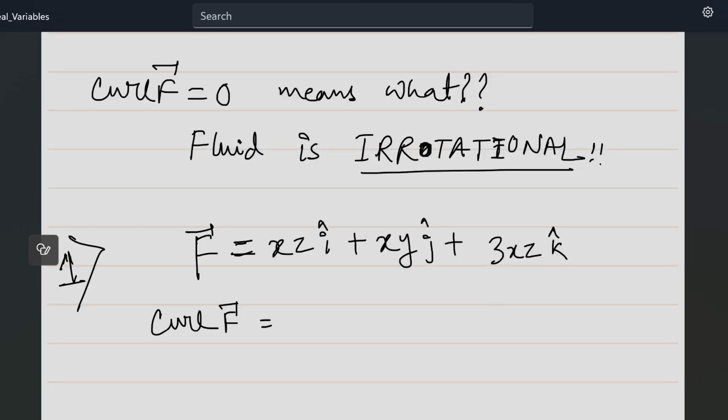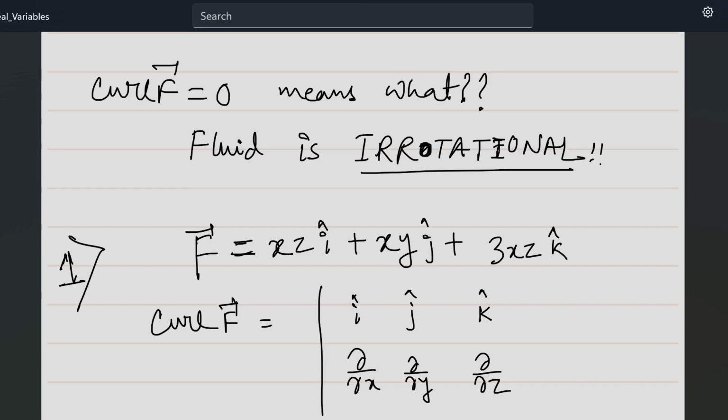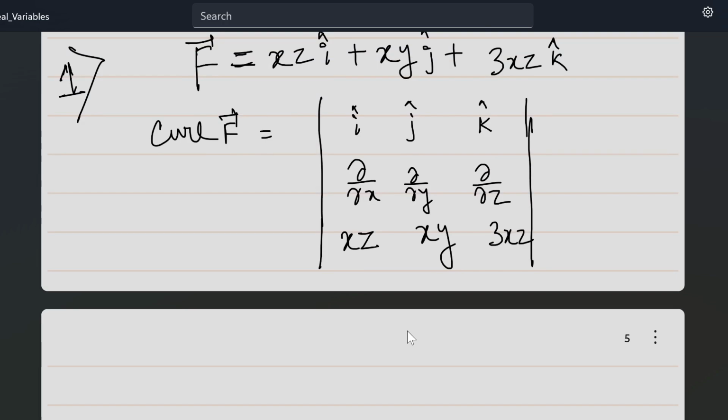Just you calculate. One determinant you have to calculate, right? i, j, k, del x, del y, del z, and the first component is xz, second is xy, third is 3xz. Okay. So what is this determinant? I am taking i first. So del y of 3xz minus del z of xy. If you have the answer, you tell me, okay?